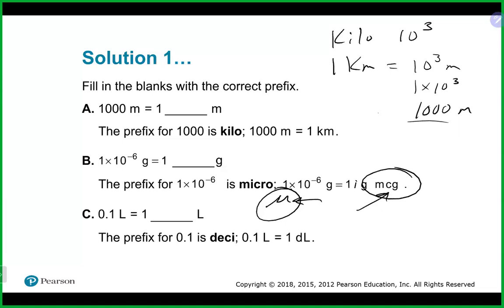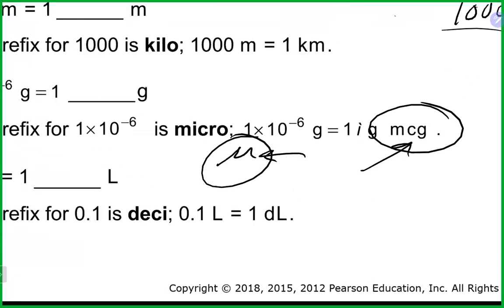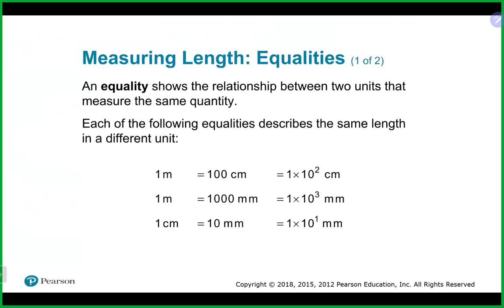0.1 liter is 1 deciliter in those conversions. Again, 1 meter is 100 centimeters is definitely an equality that we use a lot. That also is the same as centi is 10 to the minus 2. 1 centimeter is 10 to the minus 2 meters.